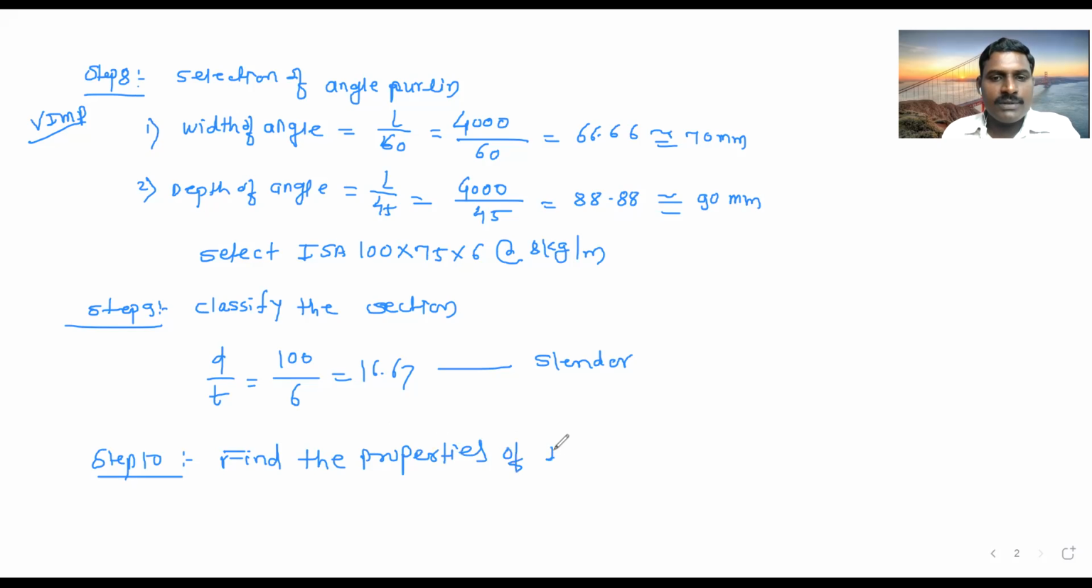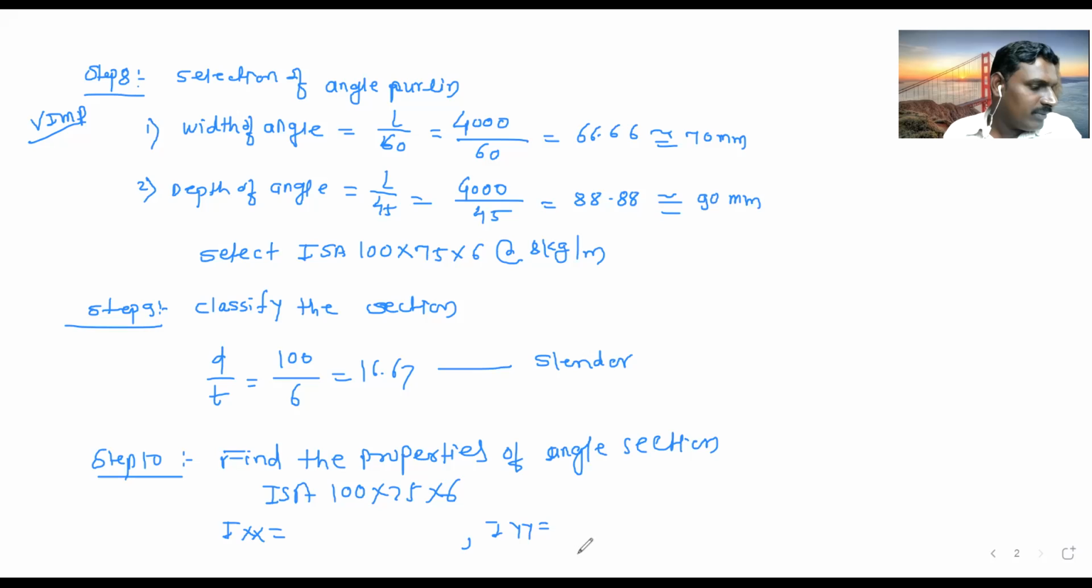Find the properties of angle section. Okay, so what properties do we require? This angle section we have selected 100 by 75 by 6. So we require Ixx. So go to steel table. We require Iyy value. Then we require ZE value.